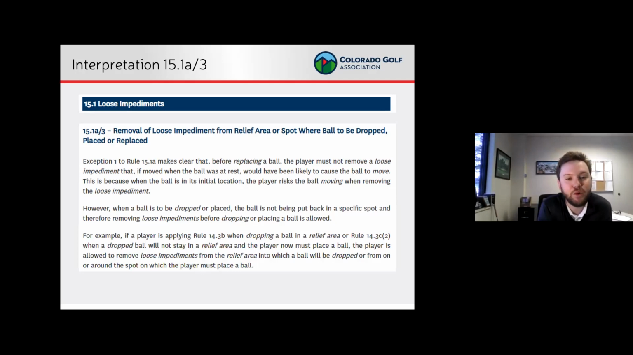For example, if a player is applying rule 14.3b, dropping the ball, that procedure, in a relief area, or 14.3c2, when a dropped ball will not stay at rest in a relief area, and the player must now place the ball rather. It's the drop, place. The player is allowed to remove loose impediments from the relief area into which a ball will be dropped, or from around the spot on which the player must place the ball. So if I've dropped it twice, even before I've dropped it, I can remove loose impediments. And then once I've gone to place the ball on the spot where it landed a second time, if there's a loose impediment on that spot, I can remove that because I'm not replacing it on a spot. That's really the big key here, is replacing it. That's that RE, that's big here.